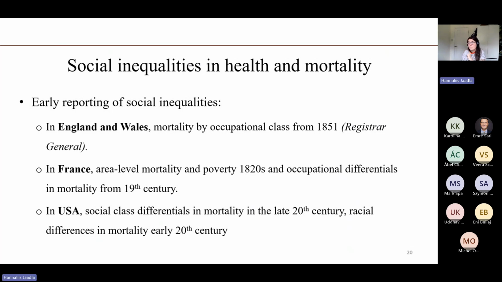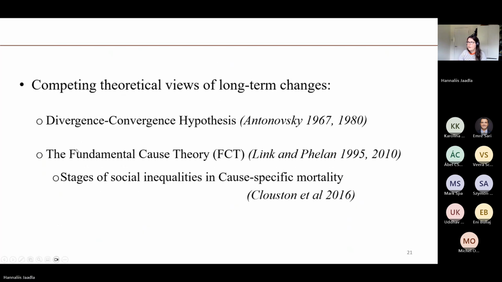And the USA, for example, has a much later history in studying social inequalities and mortality, and social class differentials, from the late 19th century. But there's been more focus on racial differences in mortality, and those start in the early 20th century. So different aspects of inequalities. So how to understand long-term changes in social inequalities.